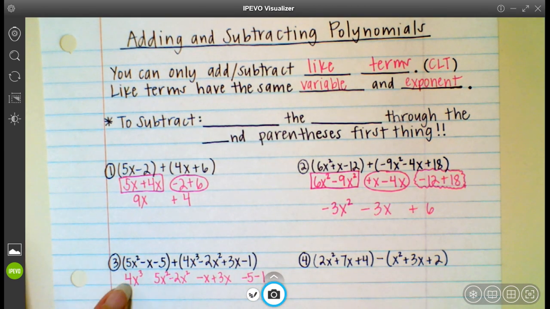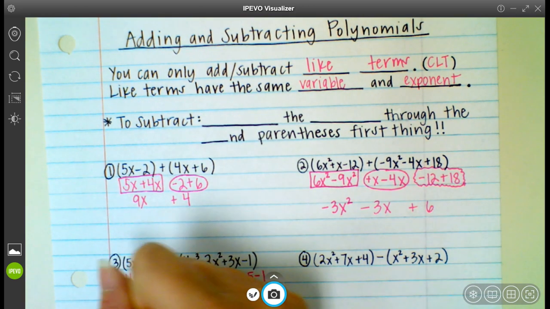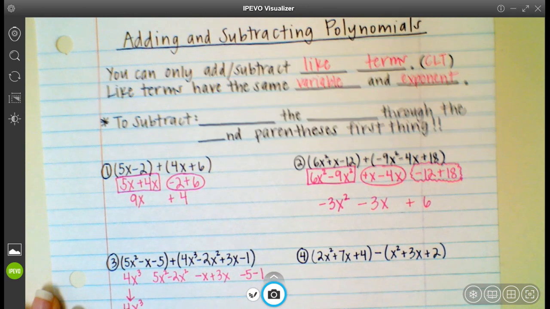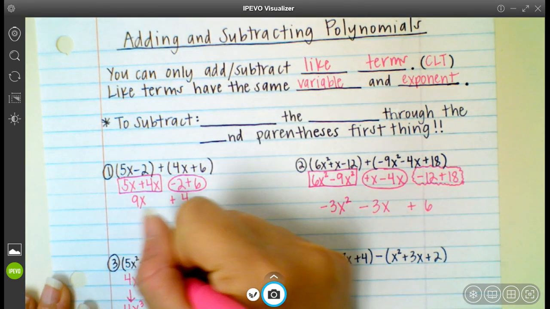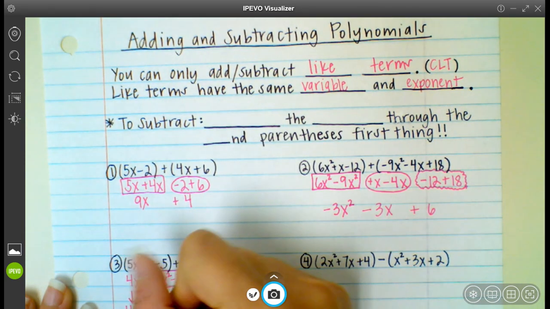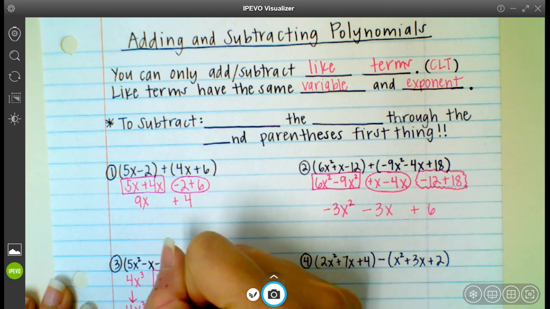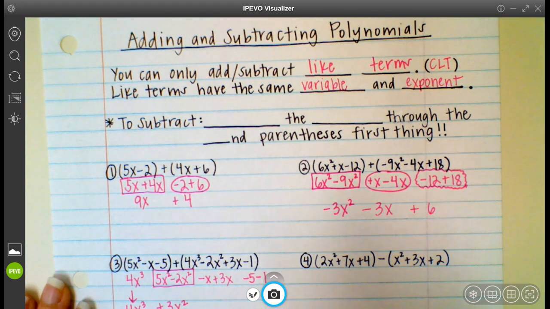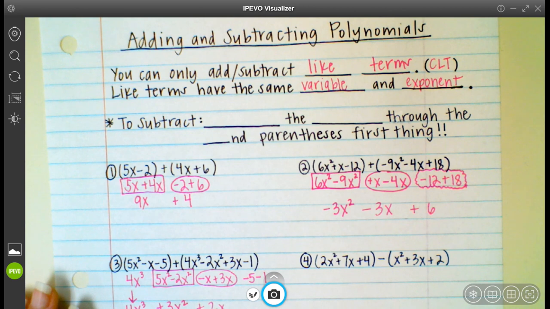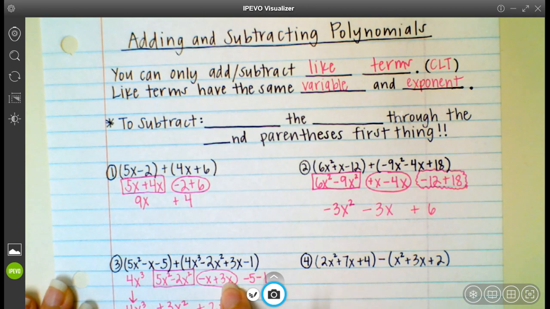All right, so notice 4x cubed does not have a partner. So when you don't have a partner pair, you just bring them down in your answer. He's a lone soldier, starting off our polynomial. All right, but we can take 5 minus 2 in our x squared terms, and we should get positive 3x squared. If I take negative x plus 3x, I end up getting positive 2x, or negative 1 plus 3 to make that easier.